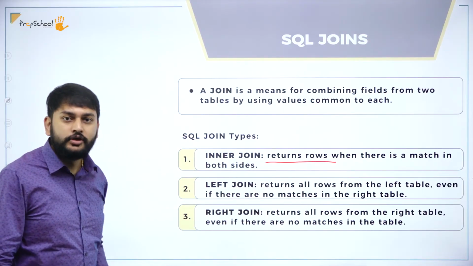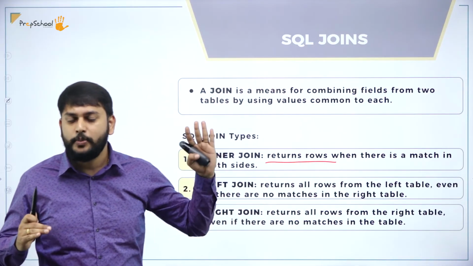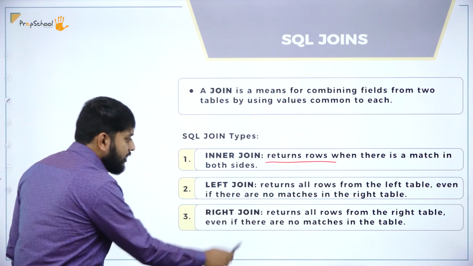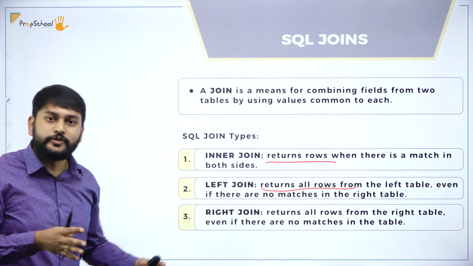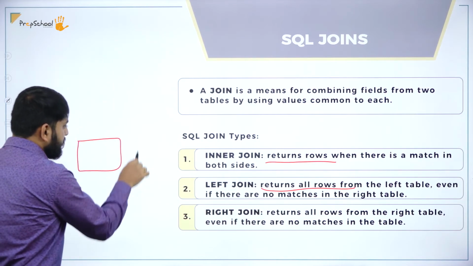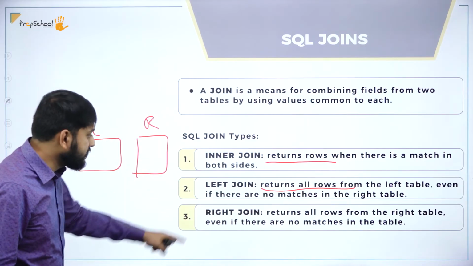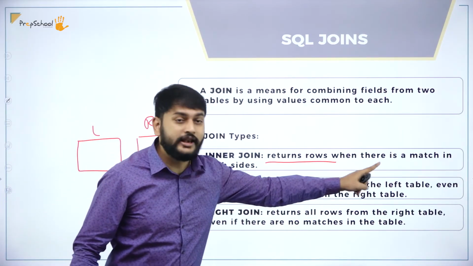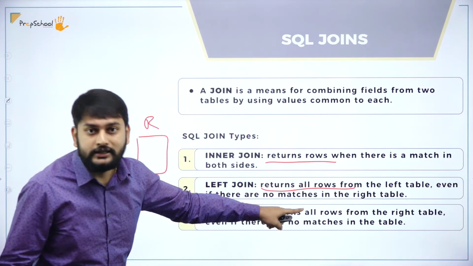What is a left join? Even if there are no matching rows from the left side table, the entire table will be given to you. That's what you have to call a left join. Please understand, it returns all the rows from the left side table. What is the meaning of left side table and right side table? Let us consider these are two tables: this is the left side table and this is the right side table. A left join means all the rows from the left side table, even if there is no match in the right side table. That's what you have to understand.